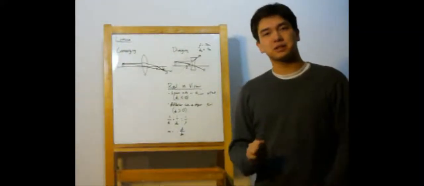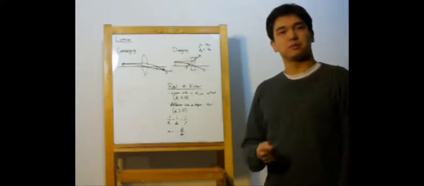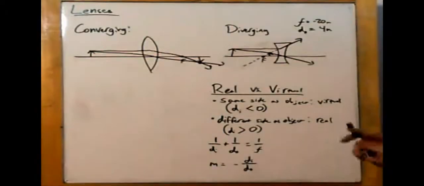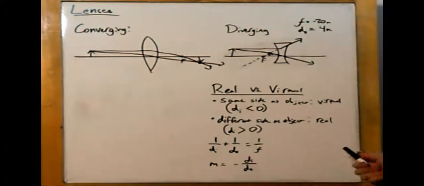Okay, so are these images real or virtual? Well, the rule differs in terms of lenses as opposed to mirrors. Here it is: if the image is formed on the same side as the object, it's virtual. So over here we have a virtual image. If it's formed on the other side from the object, it's considered real. So this is a real image.